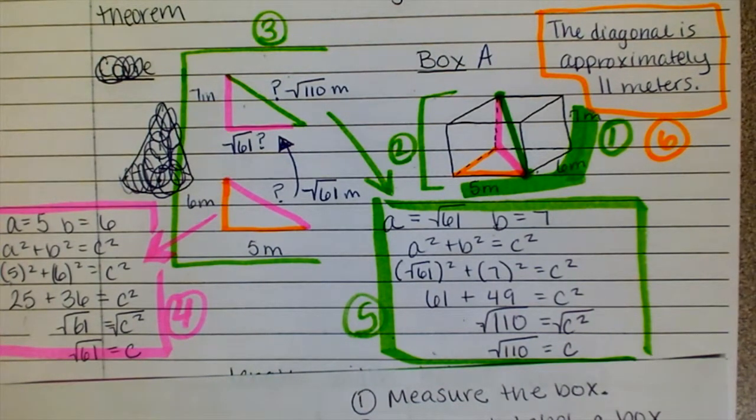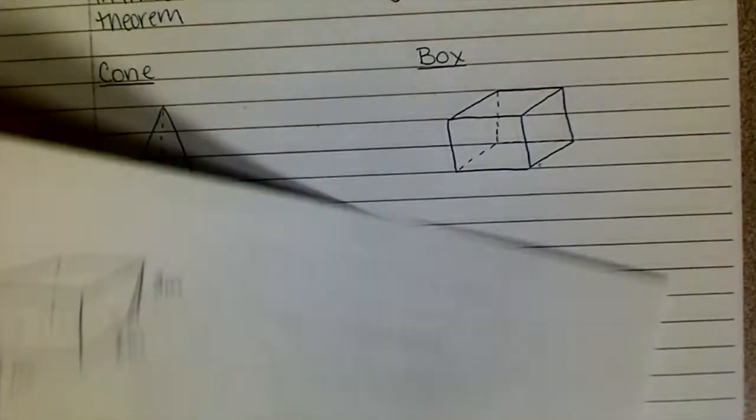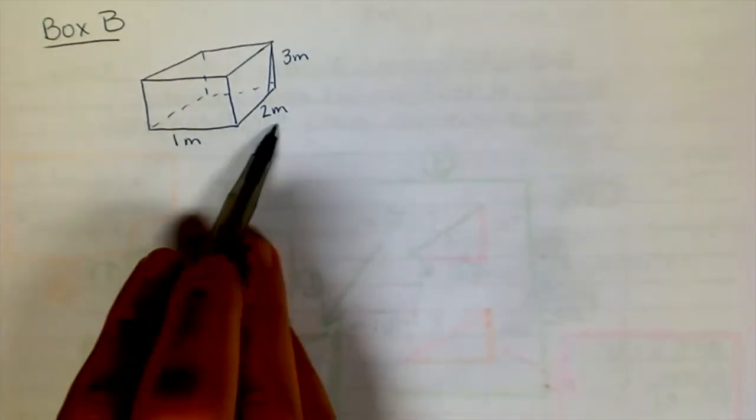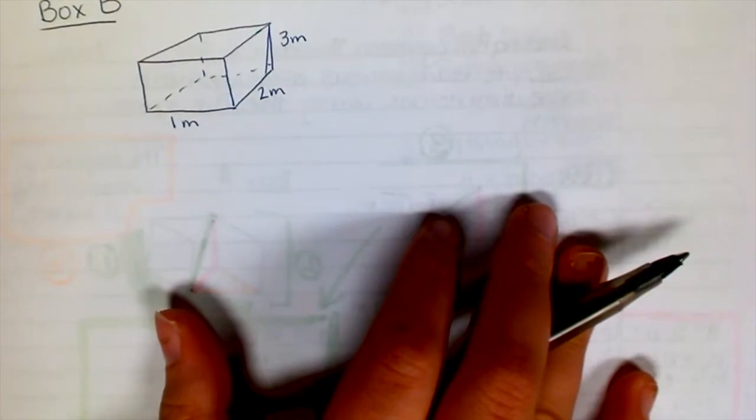I would like for you to try one of these on your own before we start with the boxes. So here's box B. The measurements are 1 meter, 2 meters, and 3 meters. And you can work with your tables on this, but I'm going to give you a 2-minute head start. Try to use your steps to figure out what you need to do.